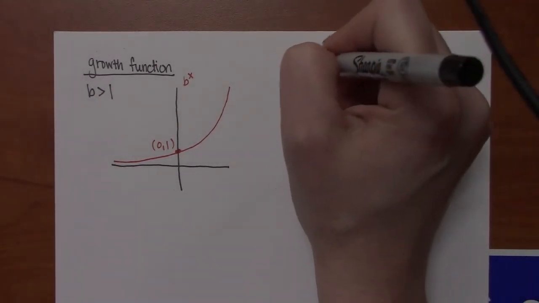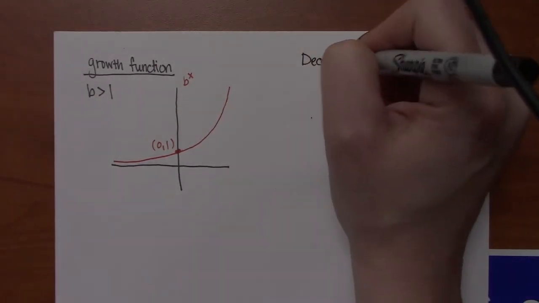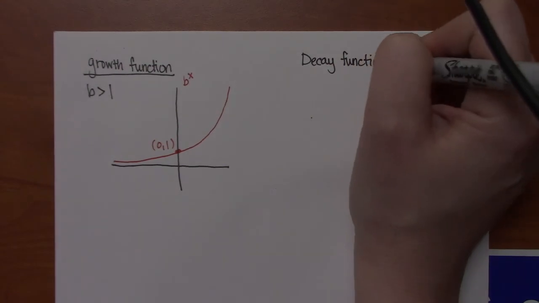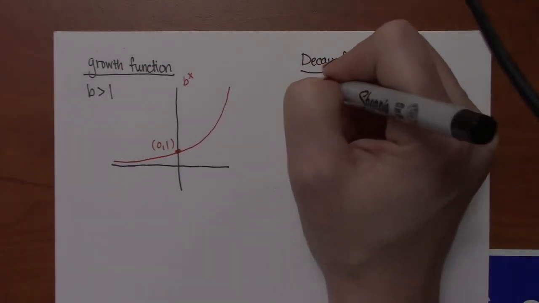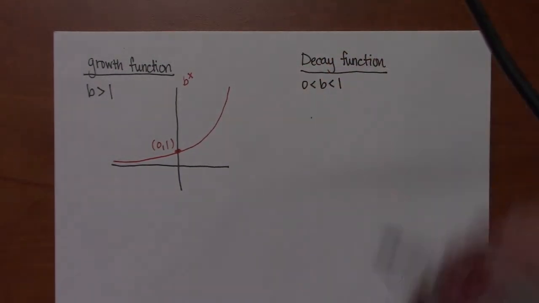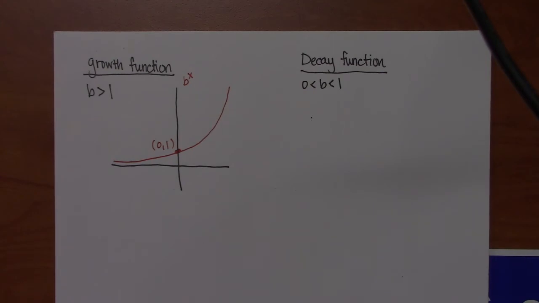We have a decay function if b is between 0 and 1. So b has to be positive, right? And so b could be something like a half or a third, or a fourth. And if you multiply a fraction that's less than 1 by itself again and again and again, it's going to get smaller and smaller and smaller. And that's what we just saw with 1/2. It would just keep chopping it in half again and again. And that could kind of go on forever.